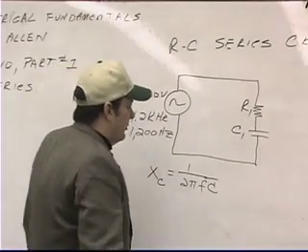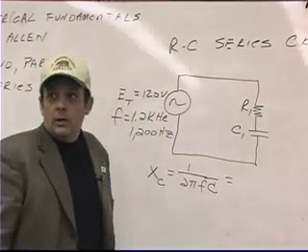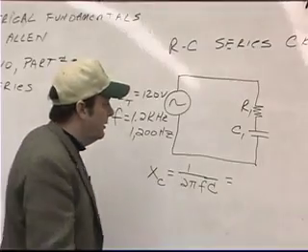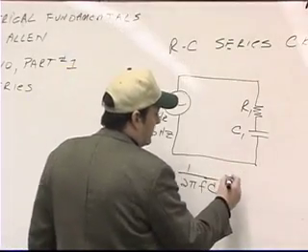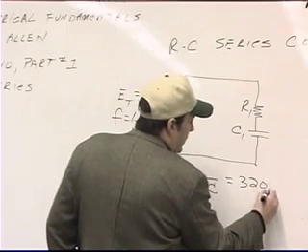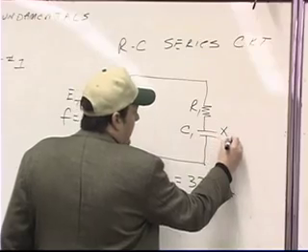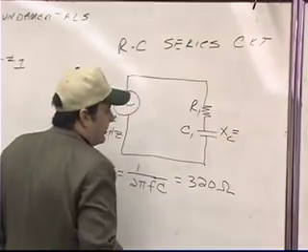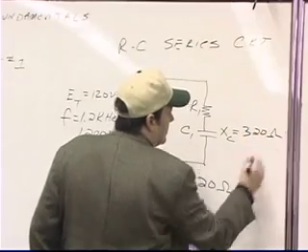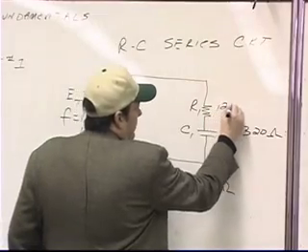Okay? And so let's just say that when we plug those numbers in, we ended up with a capacitive reactance of 320 ohms. So we're going to say that the capacitive reactance of this capacitor is going to be 320 ohms. And the resistance is going to be 120 ohms.